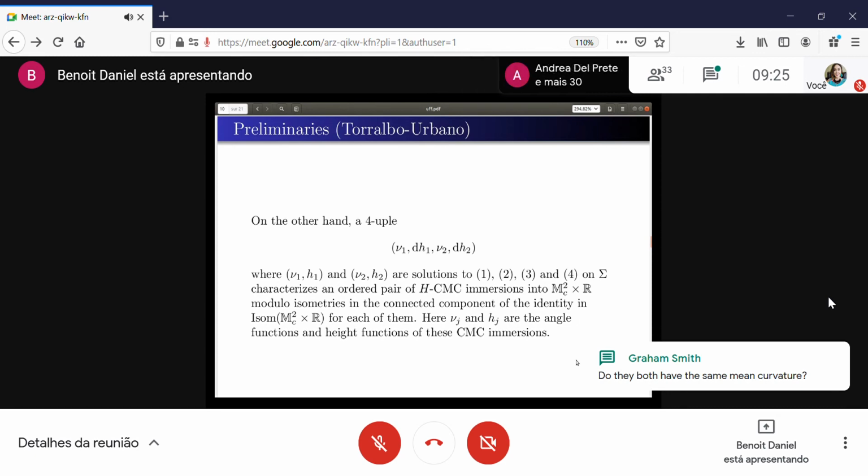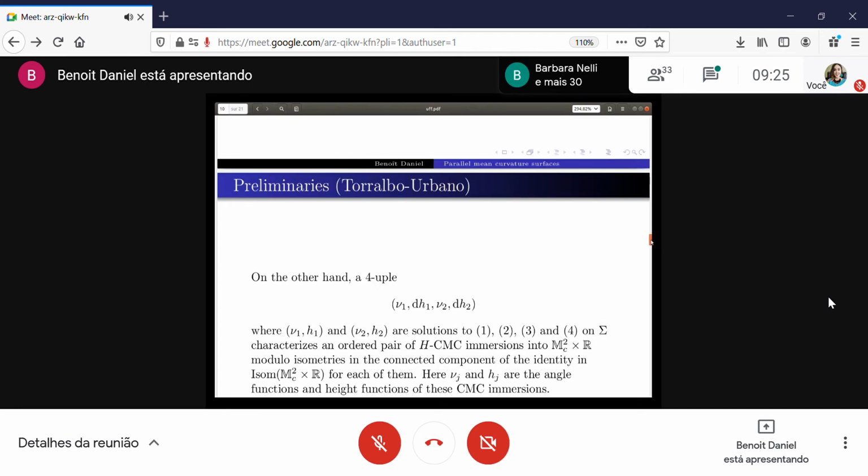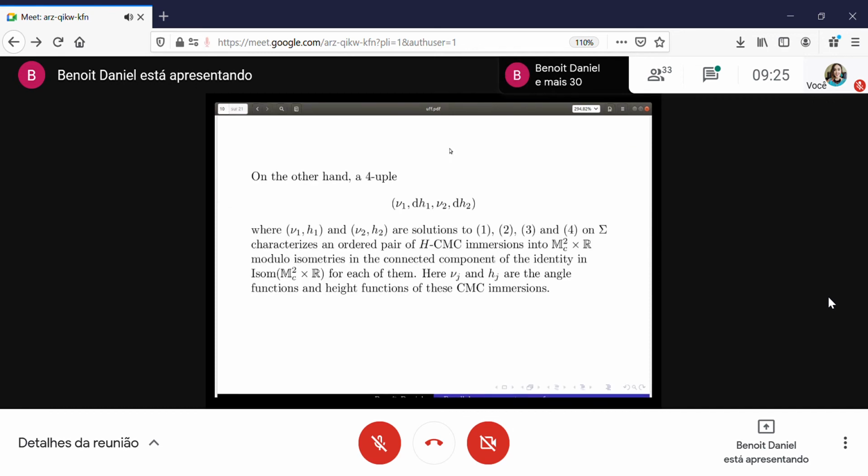Yes, they both have the same mean curvature. H is fixed. Yes, I forgot to say here. I fix the value of H. So H will be the value of the CMC isometric immersions, and it will also be the norm of the mean curvature vector of the PMC isometric immersion. So it's fixed. And also the value of K will be fixed later.